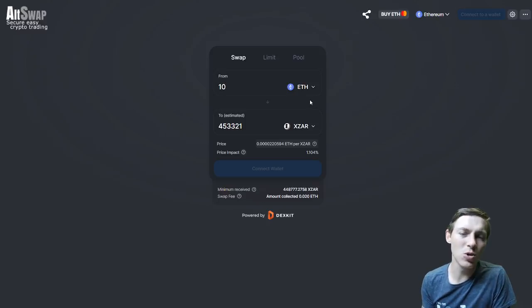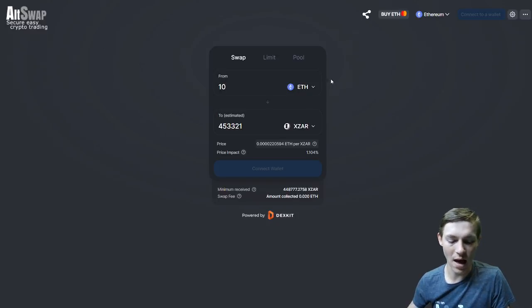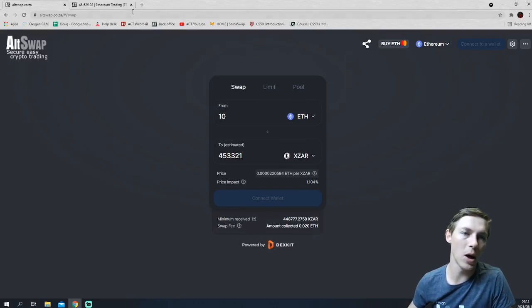So we can use arbitrage to make passive income or to make income and profit just by buying cryptos on one exchange for a good price, and selling on another exchange at a higher price. So that is what it means to arbitrage. And let's now take a look at xZAR and it being on the Polygon network.